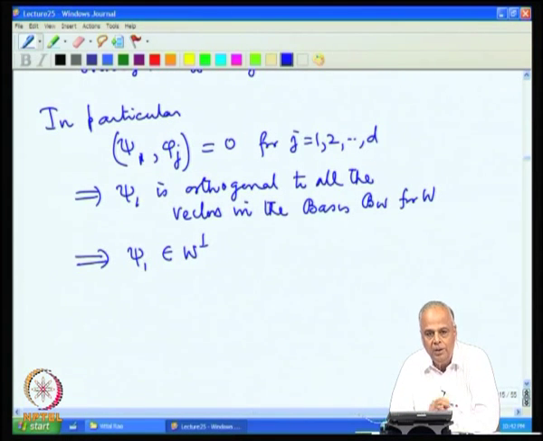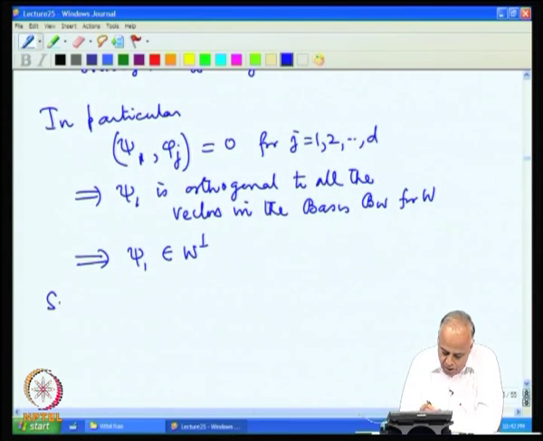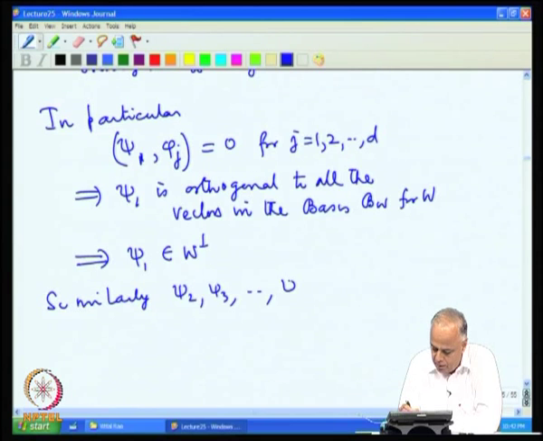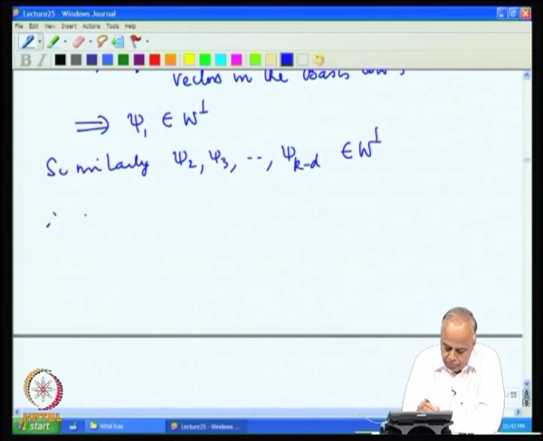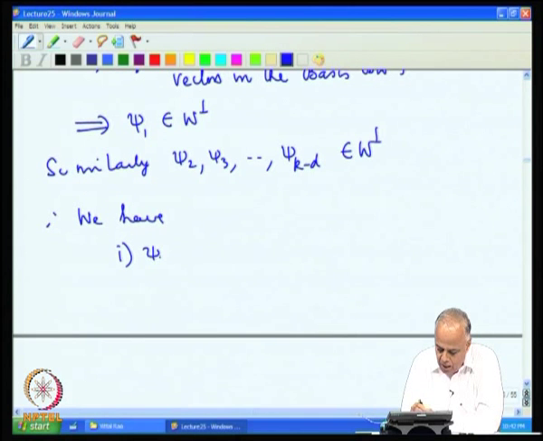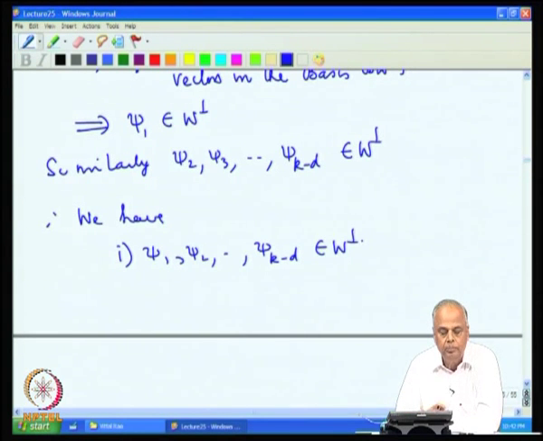Similarly, psi 2 is orthogonal to all the vectors phi j, and therefore psi 2 belongs to W perp, and so on. So, similarly, psi 2, psi 3, up to psi k minus d, all belong to W perp. And therefore, we have the first observation: psi 1, psi 2, up to psi k minus d are all in W perp.